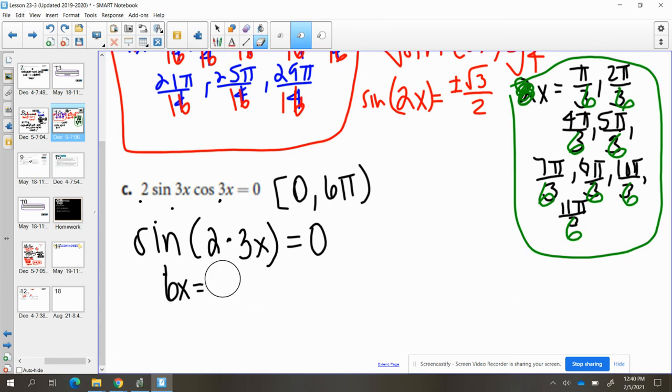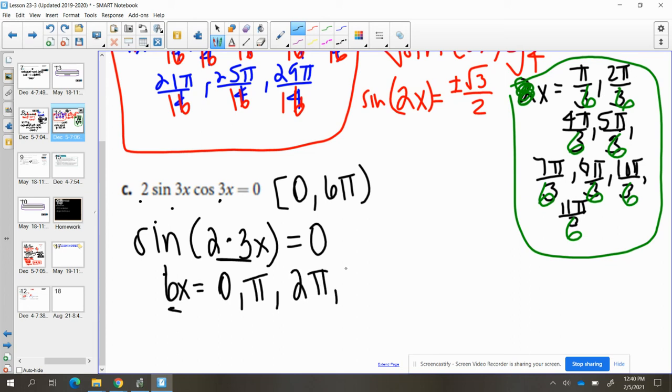Where does sine equal 0? And again, this is going to now be 6x since we combined. Well, sine equals 0 at 0 and pi. And then we also need the coterminal values. So 2 pi and 3 pi. And then all the way to 6 pi would make it 4 pi and 5 pi, and not including 6 pi. We'll divide all these answers by 6 to get x by itself.